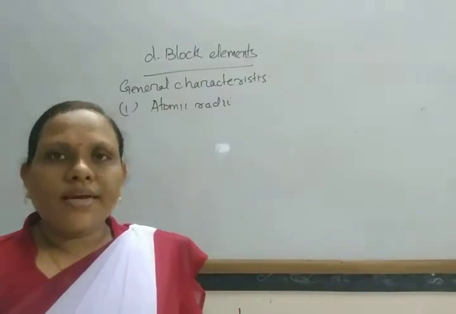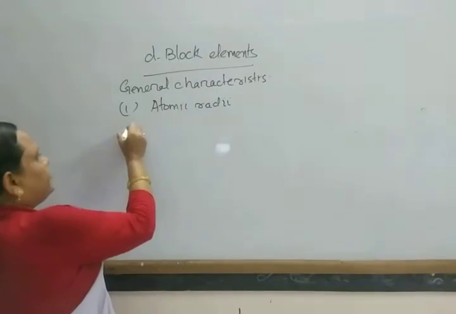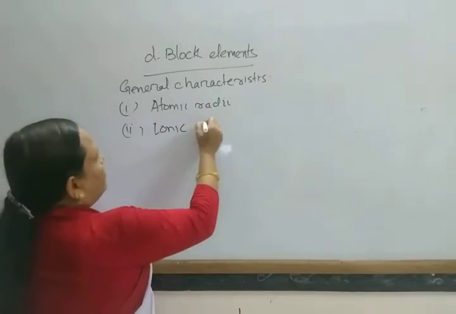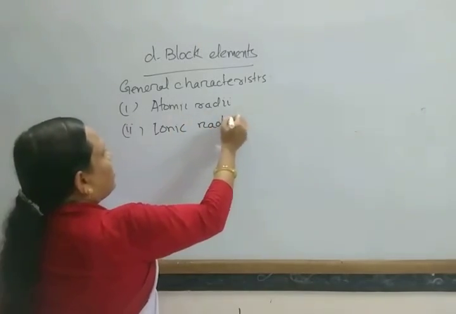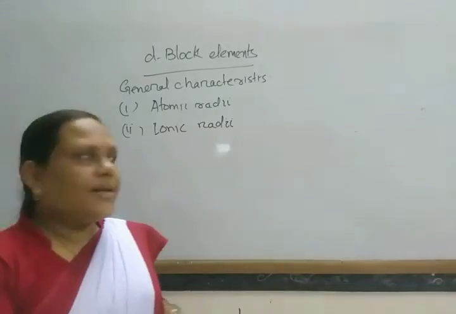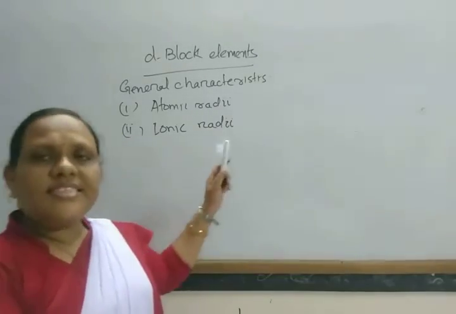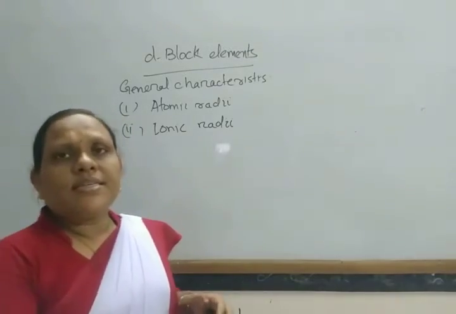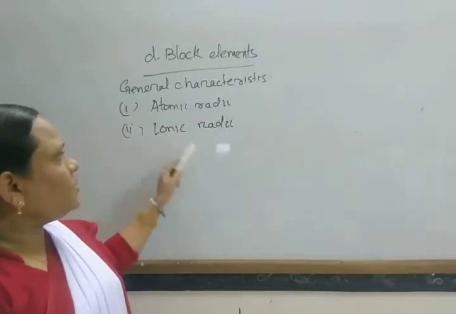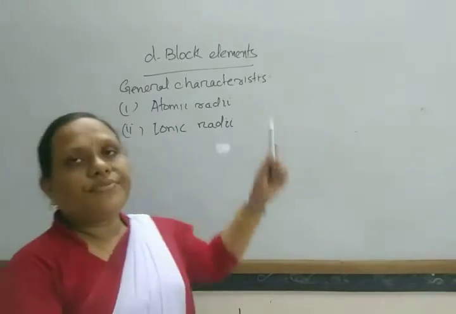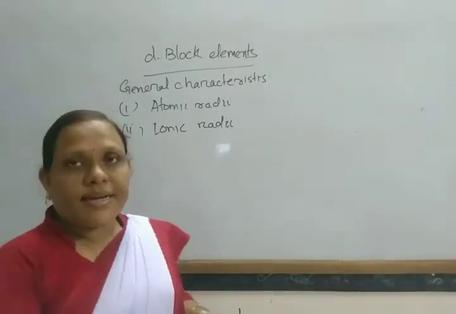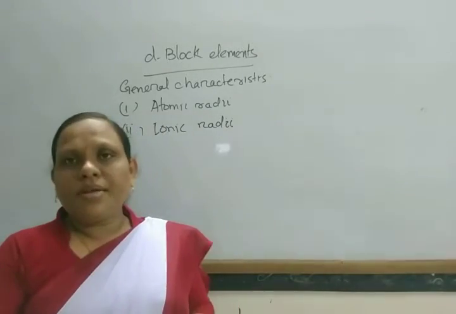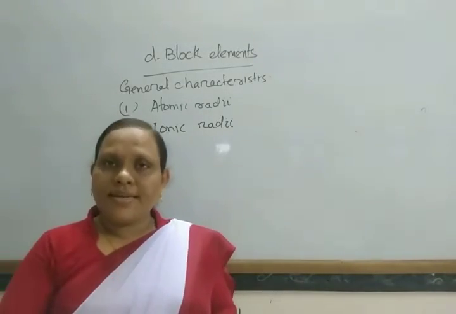Next, another property, that is ionic radii. The ionic radii also follow the same trend as that of atomic radii. In the same way, first it decreases, then remains almost constant, then it increases.